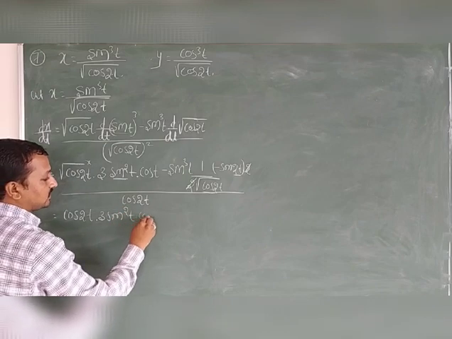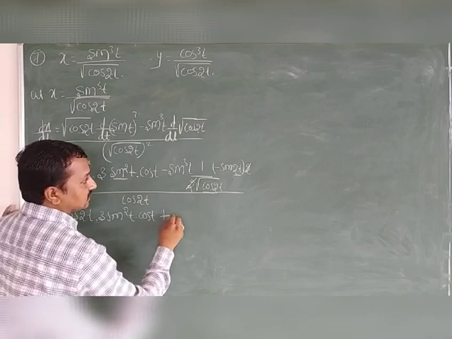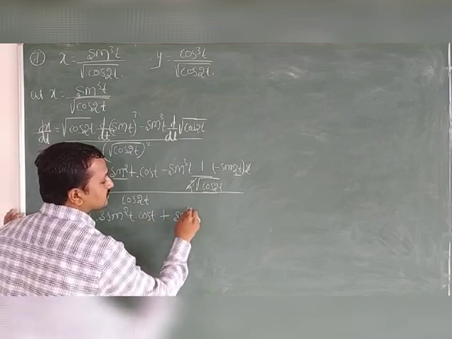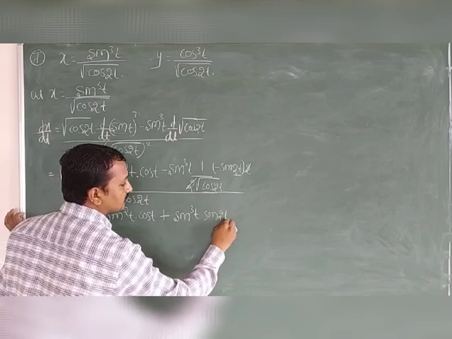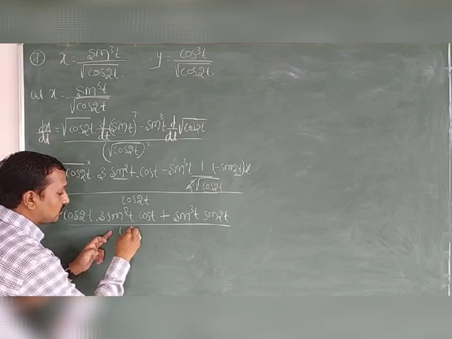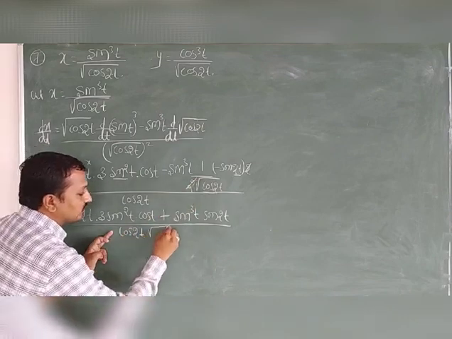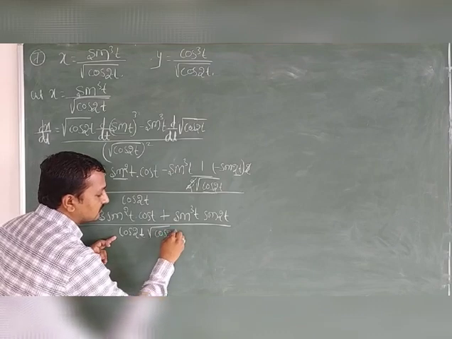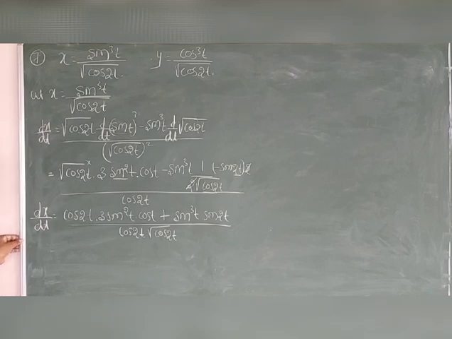3 sin square t into cos t. Minus into minus will become plus. What is that? Sin cube t into sin 2t. Whole divided by cos 2t, and the LCM term becomes the numerator, that is root of cos 2t. This is dx by dt. Is that clear?